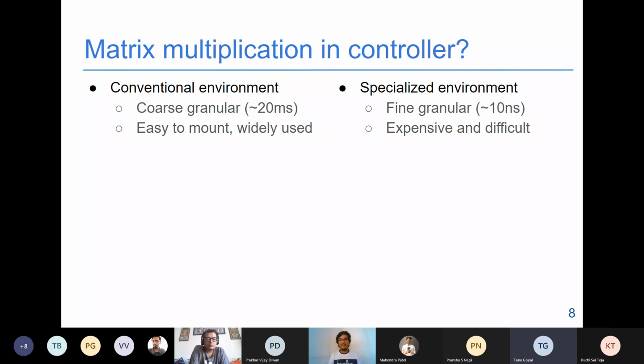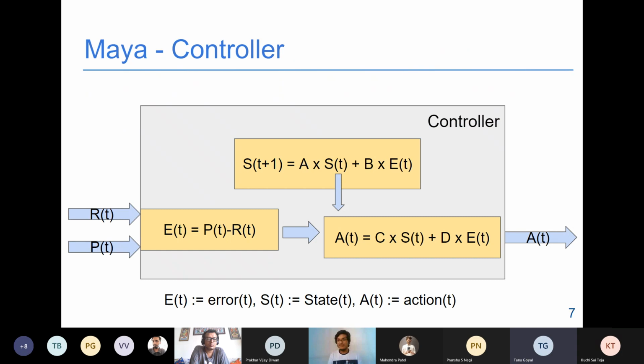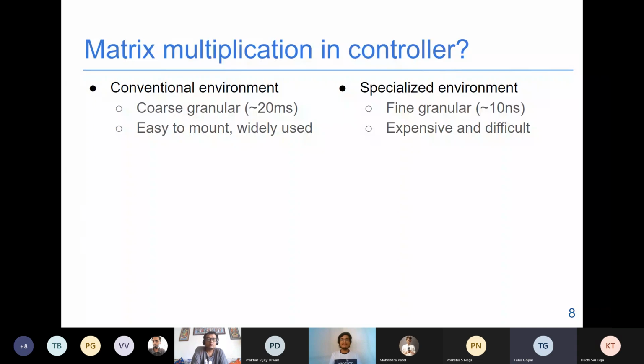So in conventional attacks, Rishi, there is a question. Is the controller hardware or is it a software driven controller? It's a software driven controller. So we'll use an OS thread to actually simulate the controller. Okay. Yeah, go on.